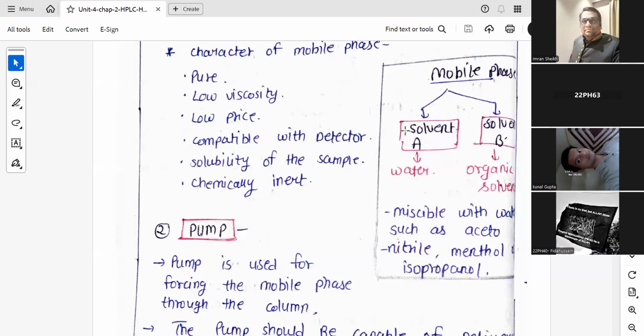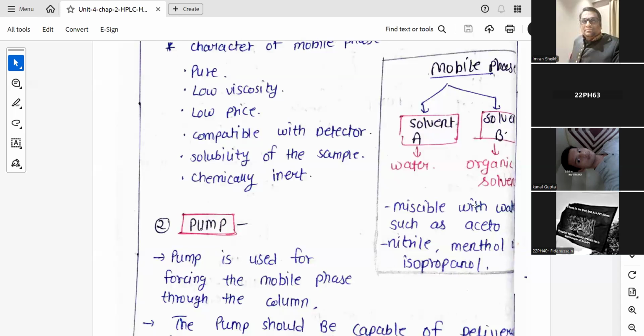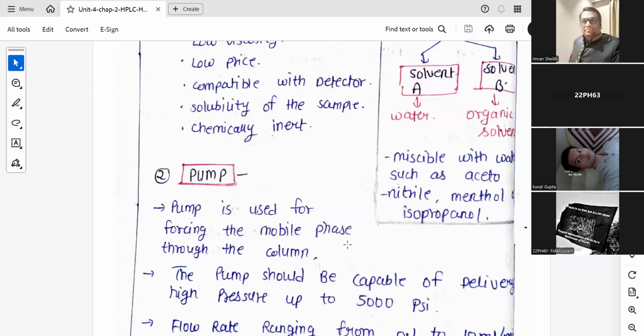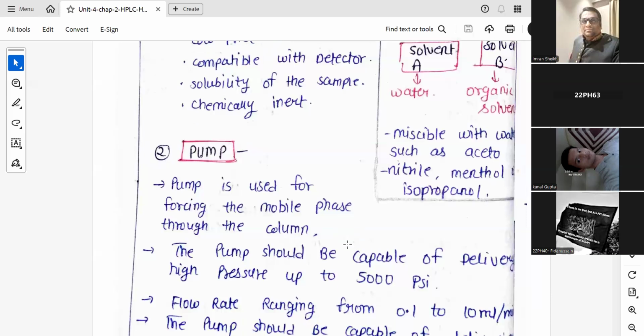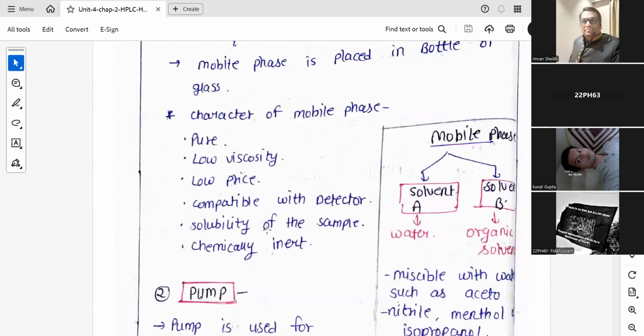Mobile phase: solvent A, solvent B. Solvent A is water. Solvent B is an organic solvent that is miscible with water, such as acetone, nitriles, methanol, isopropanol. Are you getting what I am saying? So these are the things.